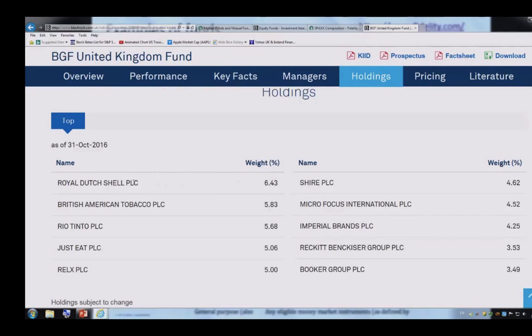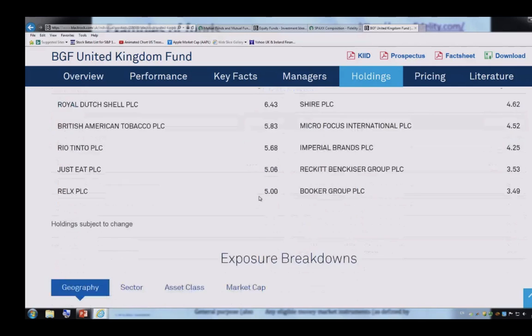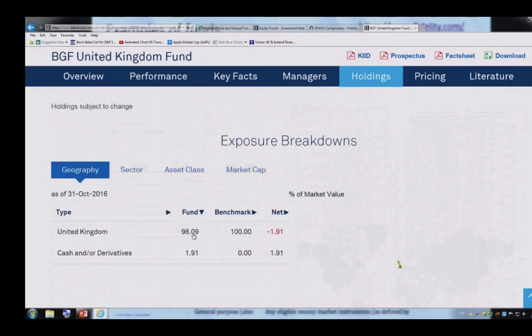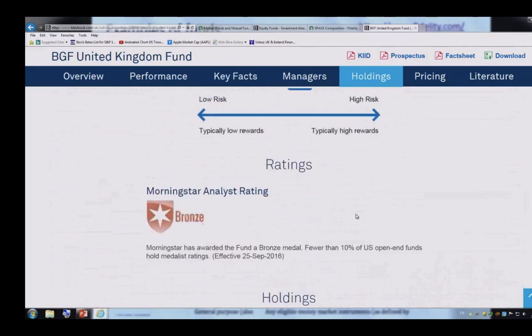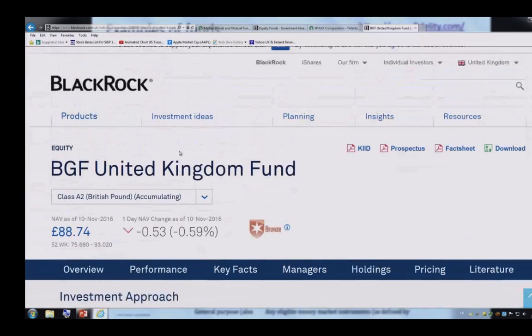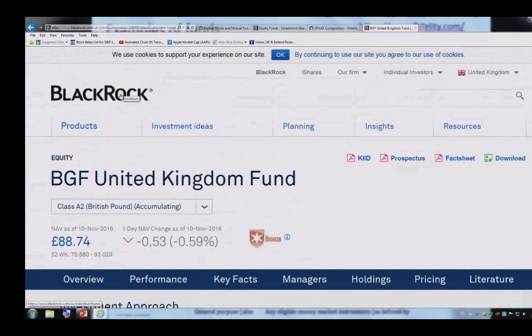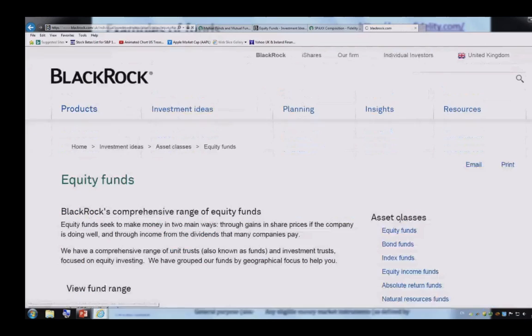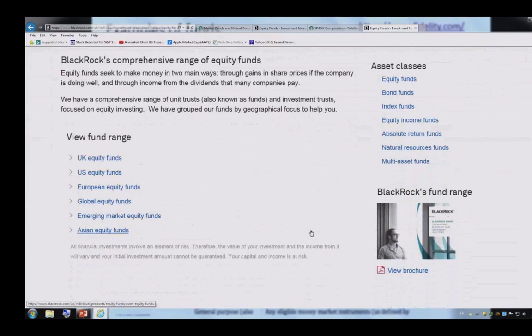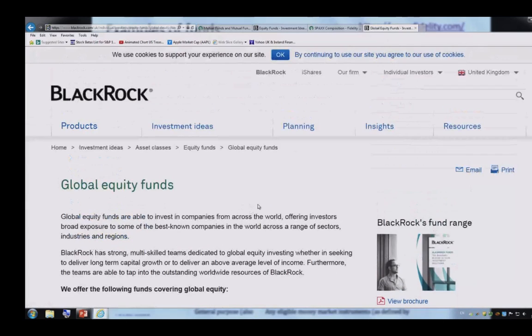6% in Royal Dutch Shell, 5% in British American Tobacco, 5% in Rio Tinto, 5% in Just Eat, and then Relx, Shire, and so on. And these are UK companies. So consequently, 98% of their investment is concentrated in UK companies. Let's look at the more global portfolio. Let's look at the global equity funds.